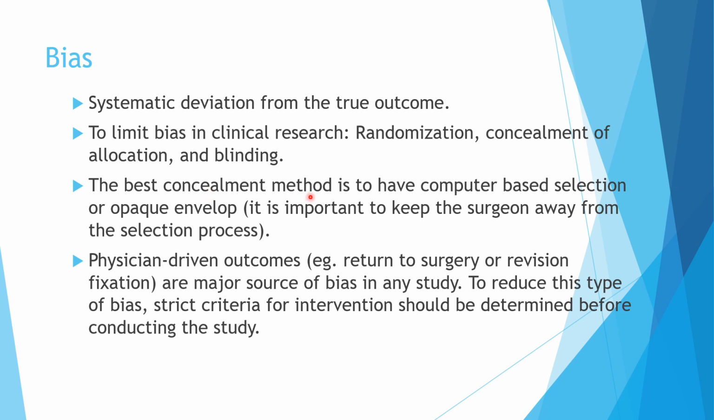The best concealment is to stay away from the treating physician. So the best concealment method is either computer-based selection or an opaque envelope that tells you if it's, for example, treatment option A or B. The most important thing in concealment of allocation is to keep the treating physician away from the selection process.